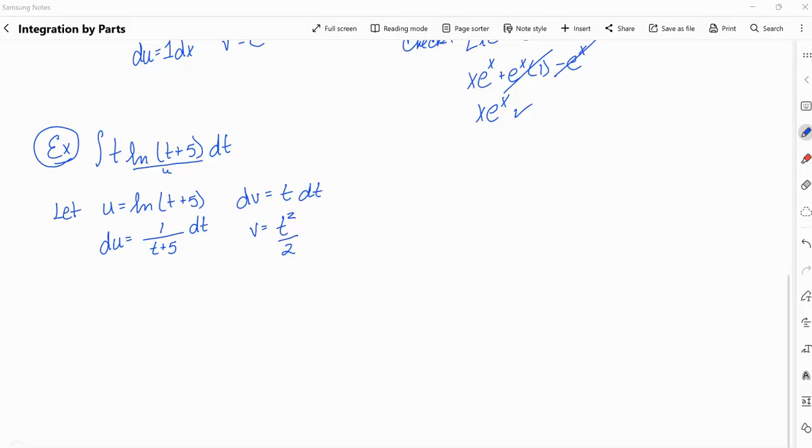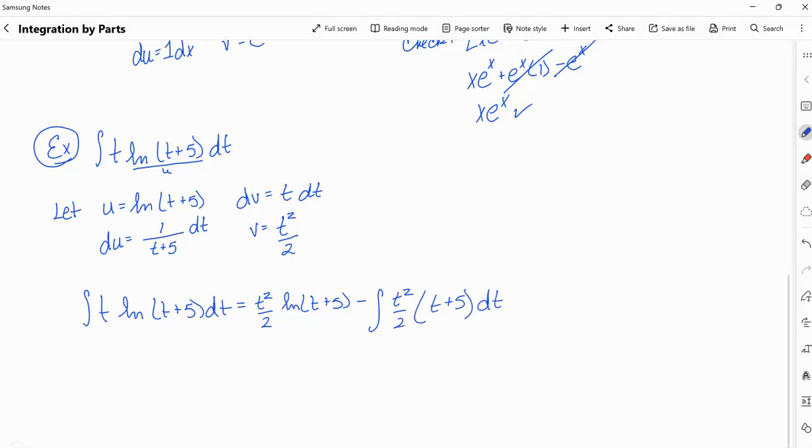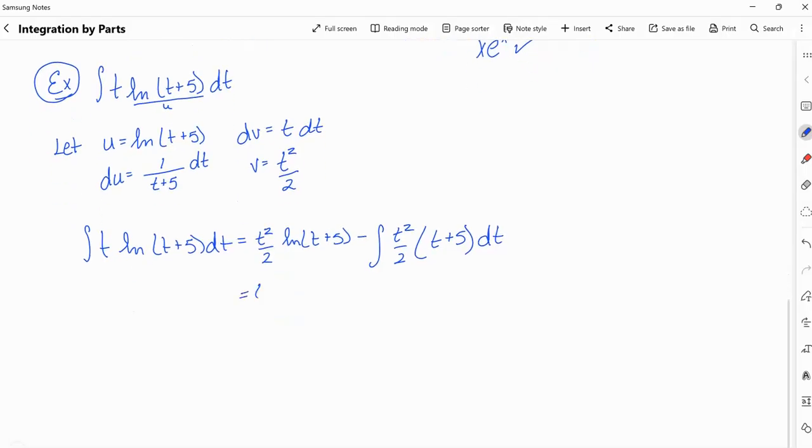So this guy, the integral of t ln of t plus 5 dt, is going to be uv: t squared over 2 times ln of t plus 5. Remember, I can multiply things in any order. Minus the integral of v du. So let's simplify what's going on here. I'm going to pull that factor of 1/2 out.